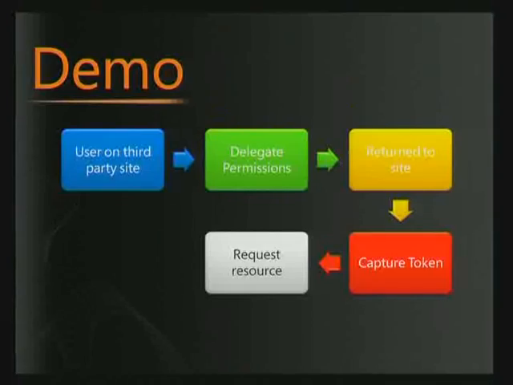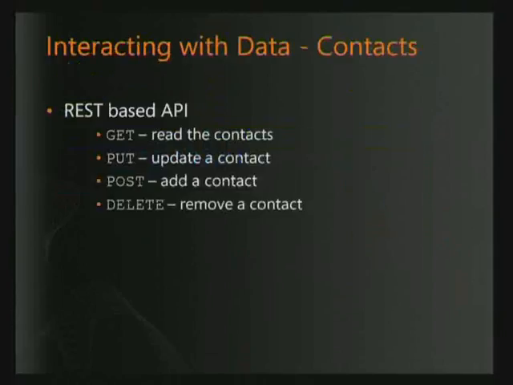So let's jump back over here. So once you have that token, you need to start interacting with some data source, because just having a token for the purpose of having a token isn't very useful. You want to start doing something with it. So the first data service that we've got is Live Contacts. So Windows Live Contacts, this is the unified address book between Hotmail and Messenger. And it's a REST API.